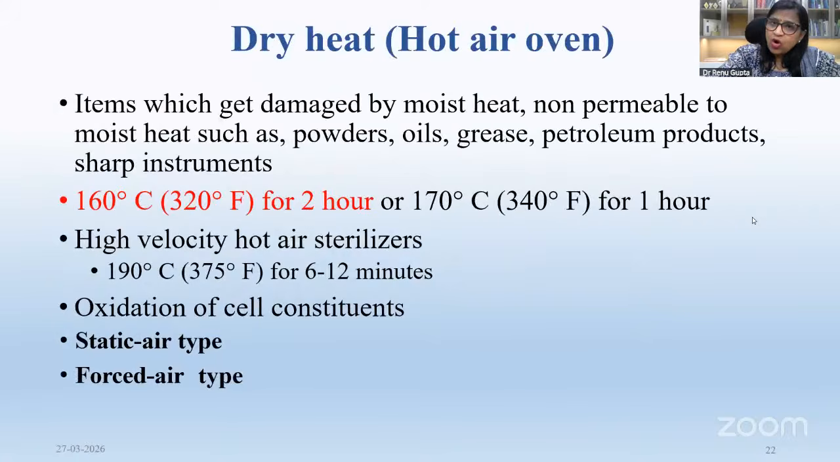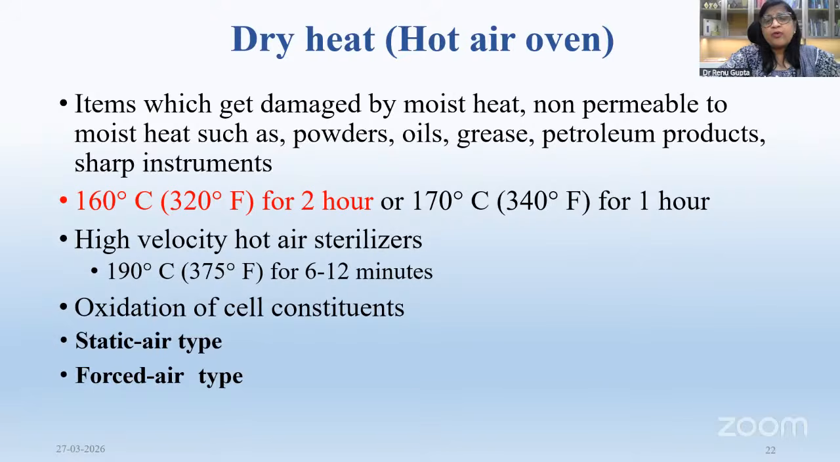Then we have these hot air ovens in our laboratories. As microbiology students, you will be asked about the temperature. You have to remember: 160 degrees centigrade for 2 hours, 170 degrees centigrade for 1 hour. Generally, we use it for powders, oils, grease, petroleum products, our glass petri dishes in the labs, and sharp instruments, because sometimes these sharp instruments get corroded and their sharpness is reduced by repeated autoclaving.